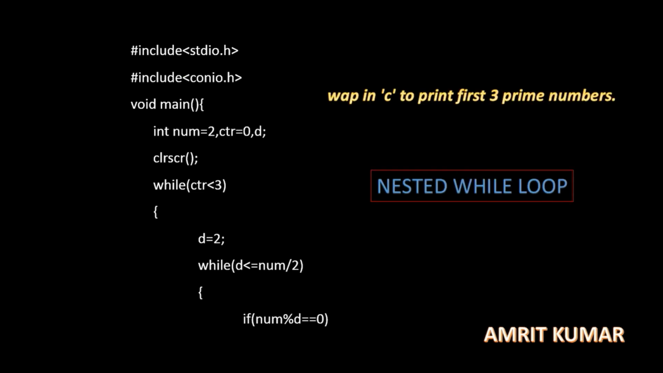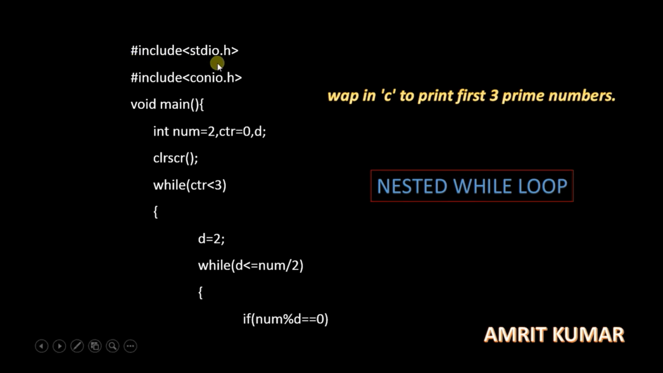Here I have to write a program in C to print the first three prime numbers. So using the concept of the while loop, we will use the concept of the nested while loop here. So here is that program.